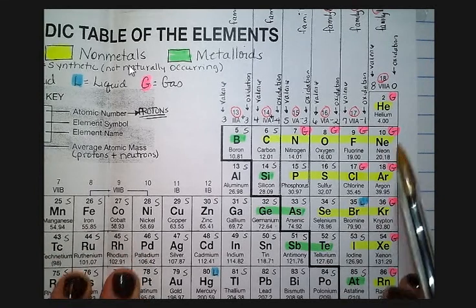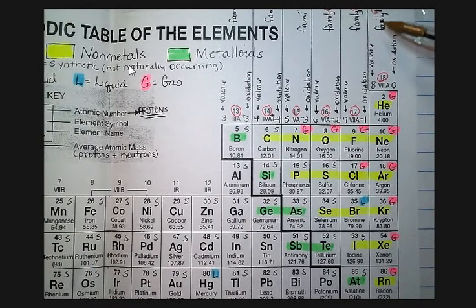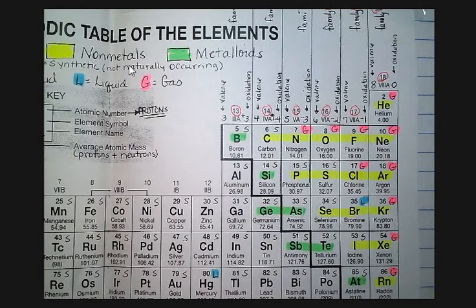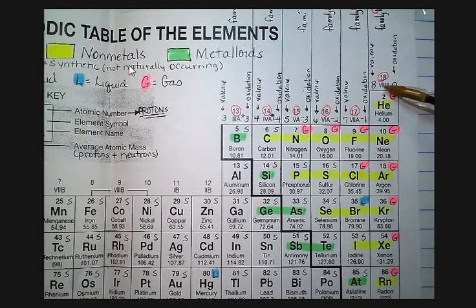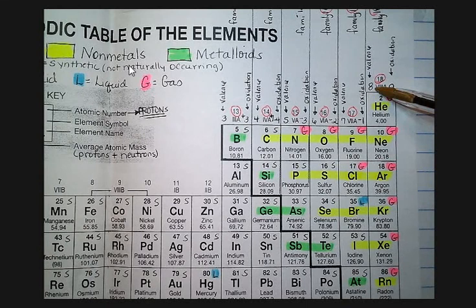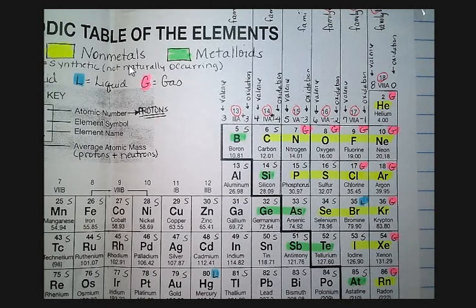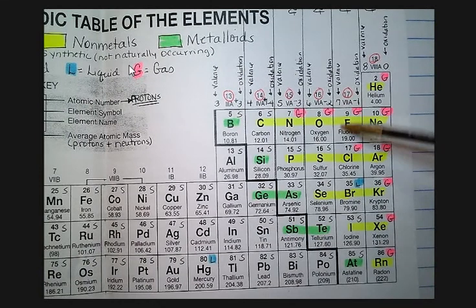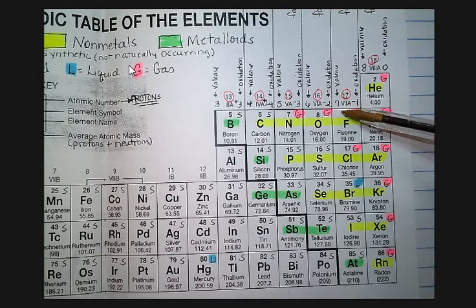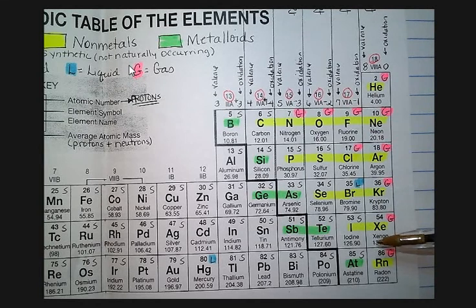So remember, our octet rule states that elements want to have 8 electrons. So these guys right here are called our noble gases. They have 8 valence electrons, meaning they're stable and they will not react. Then we talked about how others would bond to get 8. So if I look here, this family 17 has 7 valence electrons. So they only need 1 more to be stable.